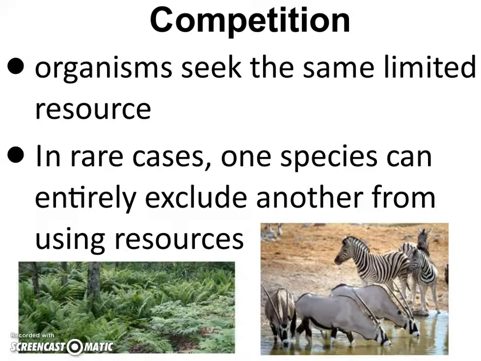So for example, maybe there are hippos or alligators living in this body of water here, and let's say the zebras come to understand that there are alligators or hippos in this area, and they're going to stay away from it. So that would exclude them, if they're smart enough, to stay away from that one resource.